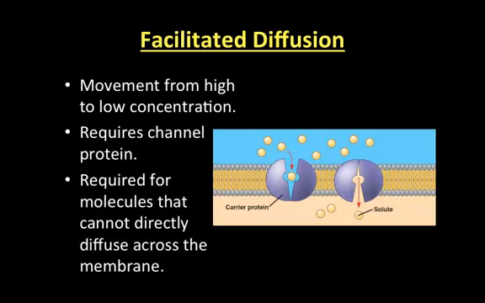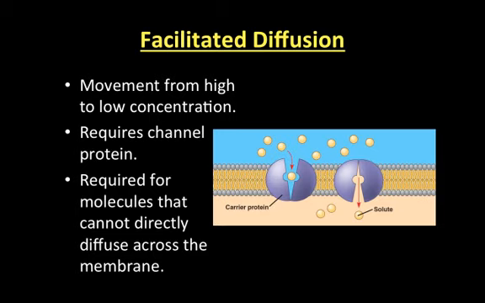All right? Next one is facilitated diffusion. And again, we're moving from a high concentration to a low concentration, but this requires a protein channel. These are molecules that can't directly diffuse across the cell membrane. So these may be things like ions. It's the same thing. It's from a high to low concentration, doesn't require any energy, and it just simply requires a protein for them to be able to transport through.